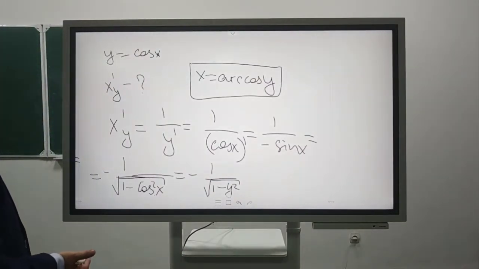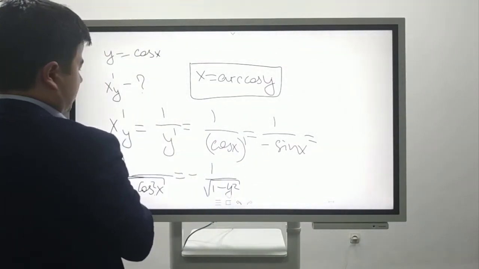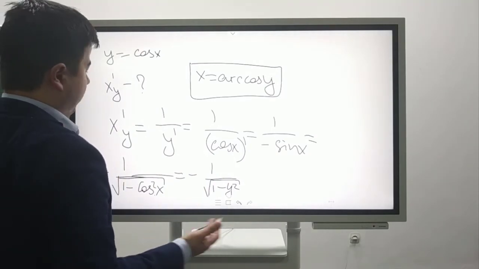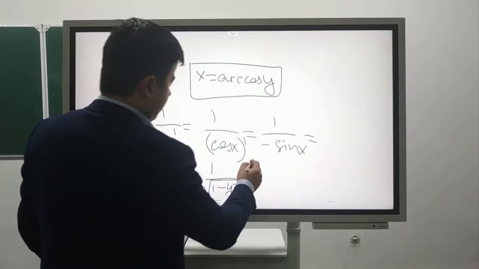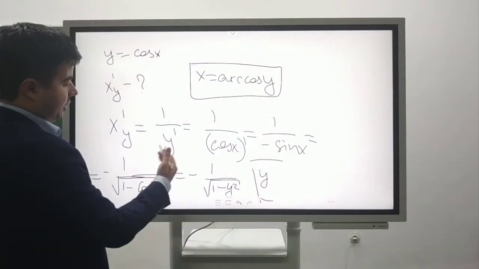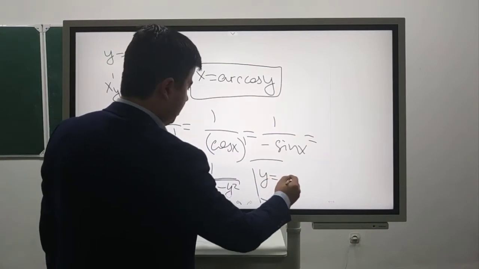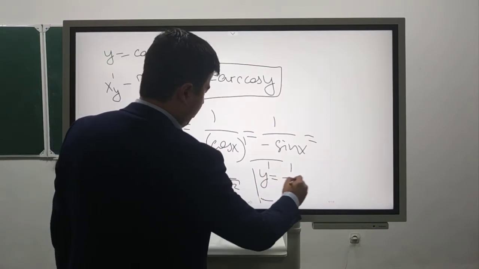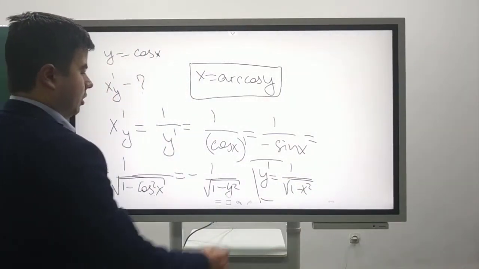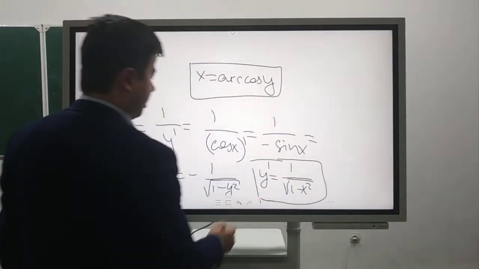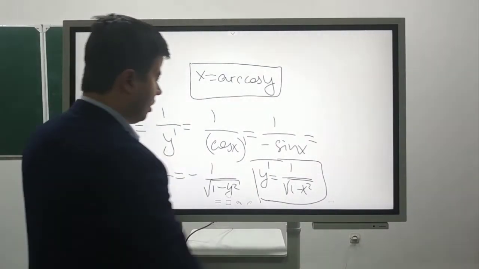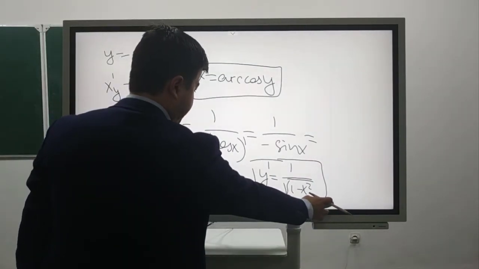Or if you want to write it as a simple function in the form y of x, we can just replace y with x, and we have y prime is equal to minus 1 over the square root of 1 minus x squared, if you want to write it in y and x. Okay.